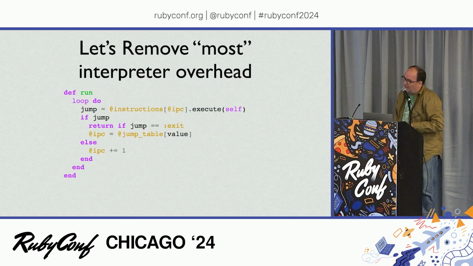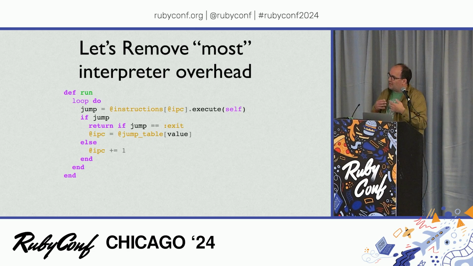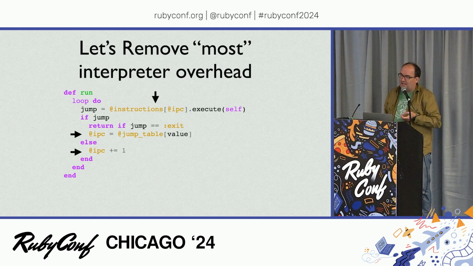All right, so the last thing that I'm going to do is I'm going to try to get rid of most of the interpreter overhead. As I said, we're constantly accessing stuff out of an array. We're incrementing this program counter, and we're calling execute. I mean, what we're doing here is we're simulating a machine, and that's not very fast.